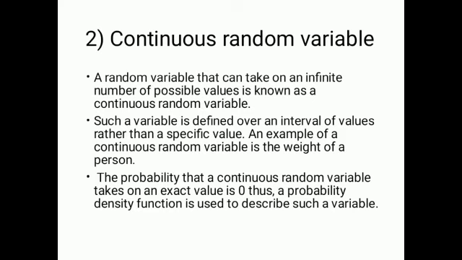A random variable that can take on an infinite number of possible values is known as a continuous random variable. Such a variable is defined over an interval of values rather than a specific value. An example of a continuous random variable is the weight of a person. So the weight of a person may increase or decrease, so it is not a specific value, and it is an example of a continuous random variable. The probability that a continuous random variable takes on an exact value is 0. Thus a probability density function is used to describe such a variable.